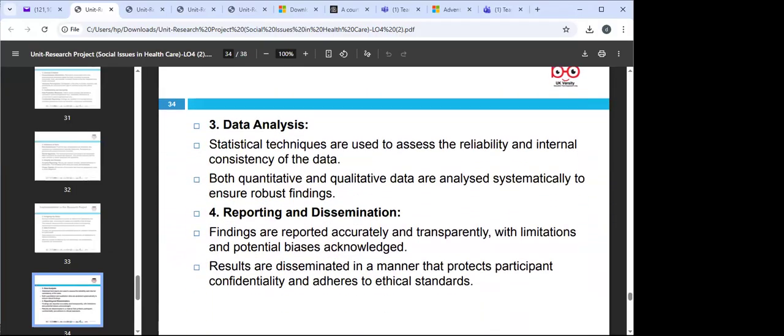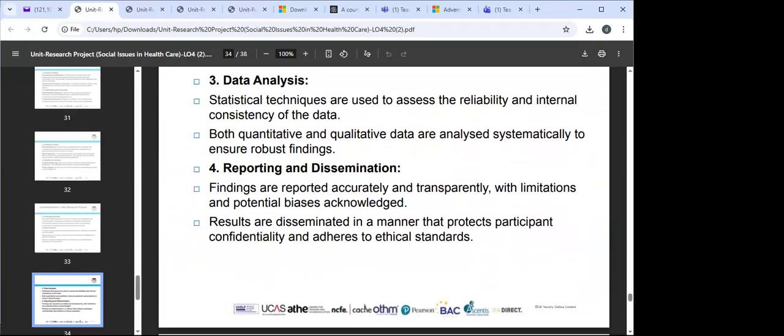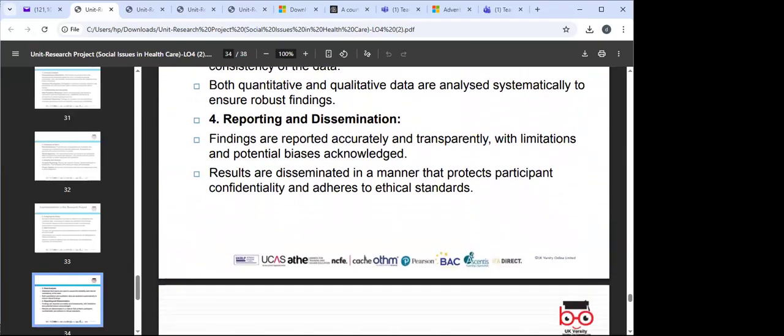Data analysis. Statistical techniques are used to assess the reliability and internal consistency of your data. Both quantitative and qualitative data are analyzed systematically to ensure robust findings, okay? Reporting and dissemination. Findings are reported accurately and transparently, with limitations and potential biases acknowledged. Results are disseminated in a manner that protects participant confidentiality and adheres to ethical standards, okay?